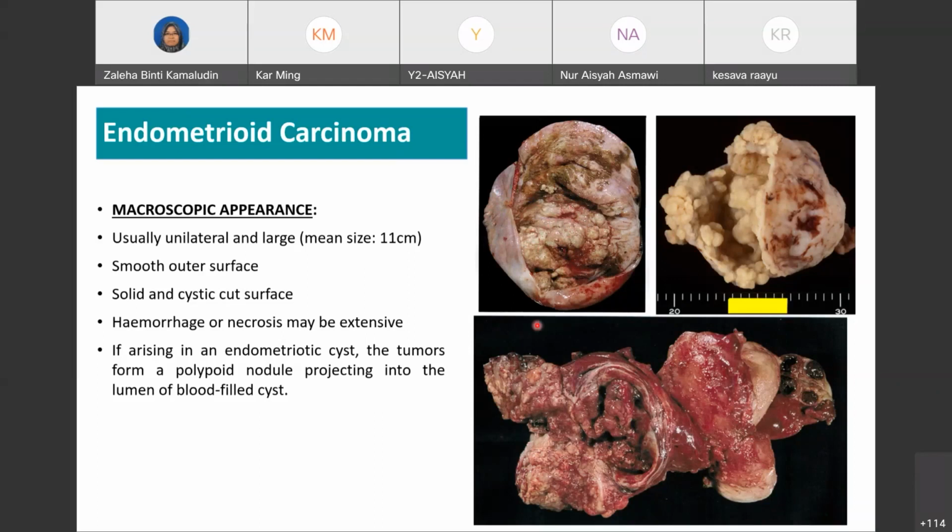All right. This is an example of the TAHBSO specimen. This is the uterus, this is the cervix, and this is the ovarian tumor with an endometriotic cyst appearance, and this is actually the chocolate cyst. So it has its precursor on this side, and there are also some areas of chocolate appearance that may represent the endometriotic cyst as well.